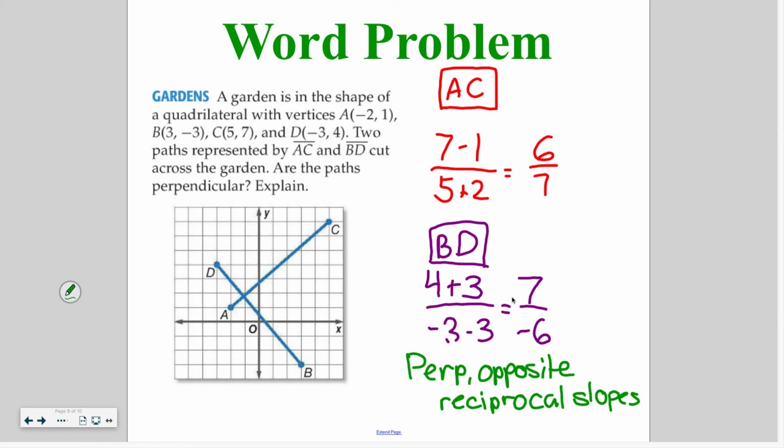In this case, AC has a slope of 6/7, BD has a slope of -7/6. Those two are opposite and reciprocal, so this is a perpendicular situation.